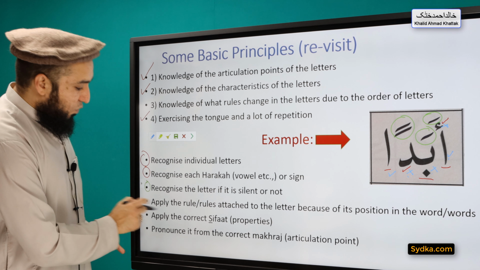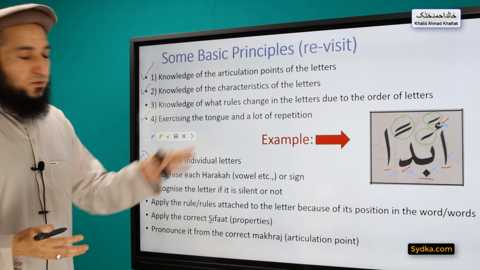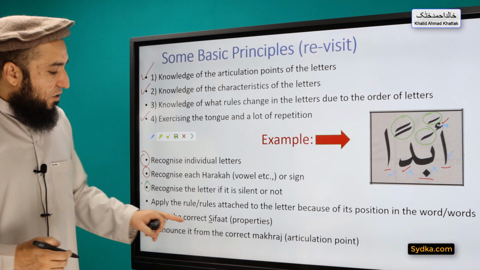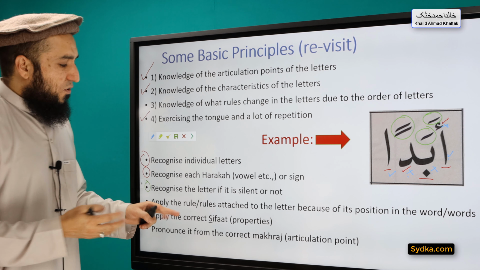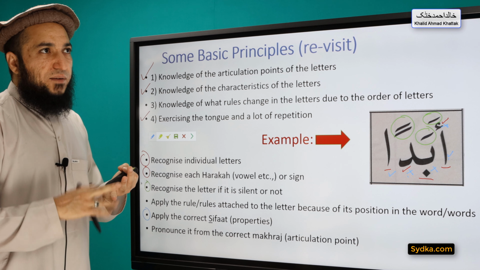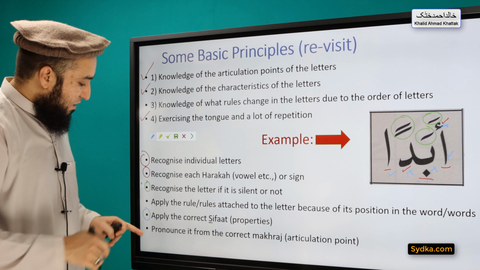The next one is we apply the rules that attach to individual letters. We will study that in advanced level. Apply the correct sifat. We have studied only a few of them. One of them would be if the letter is heavy or light. So we apply those rules, and the rest we will study in advanced level.